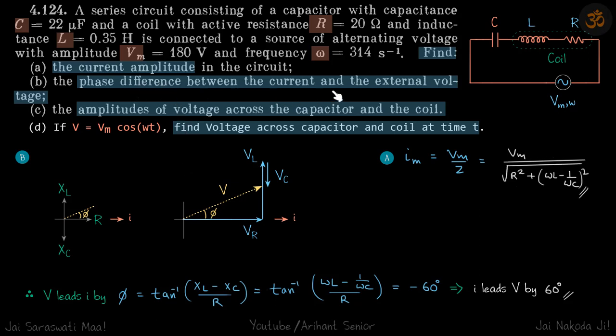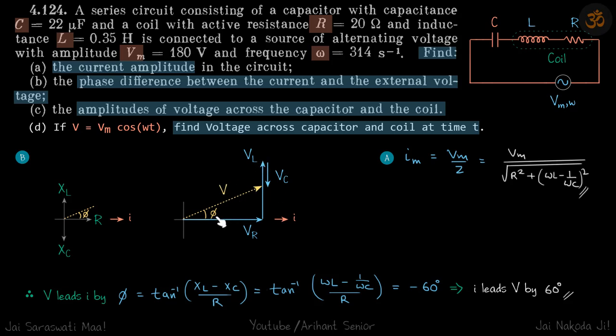Second part, phase difference between current and external voltage. So let's solve this with phase diagram. Because it's a series circuit, we'll keep current along x-axis. So R will also be here, XL here and XC here. So this angle phi is where the voltage will lie. And tan phi will be XL minus XC upon R. So if I draw the voltages, it will be like this. So VR, VL and VC, and this will be final voltage, which is ahead of current by phi.